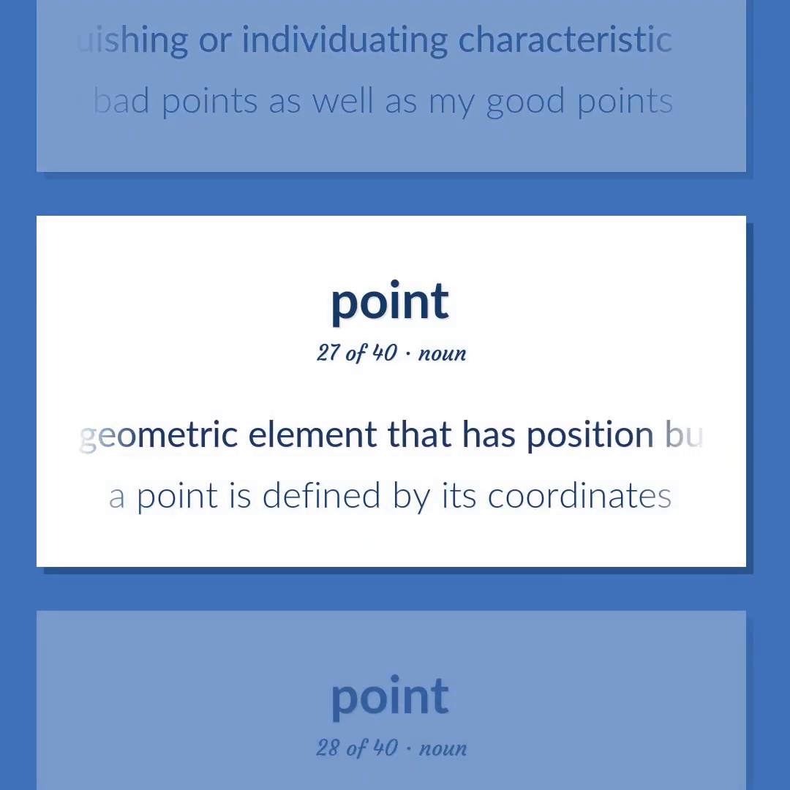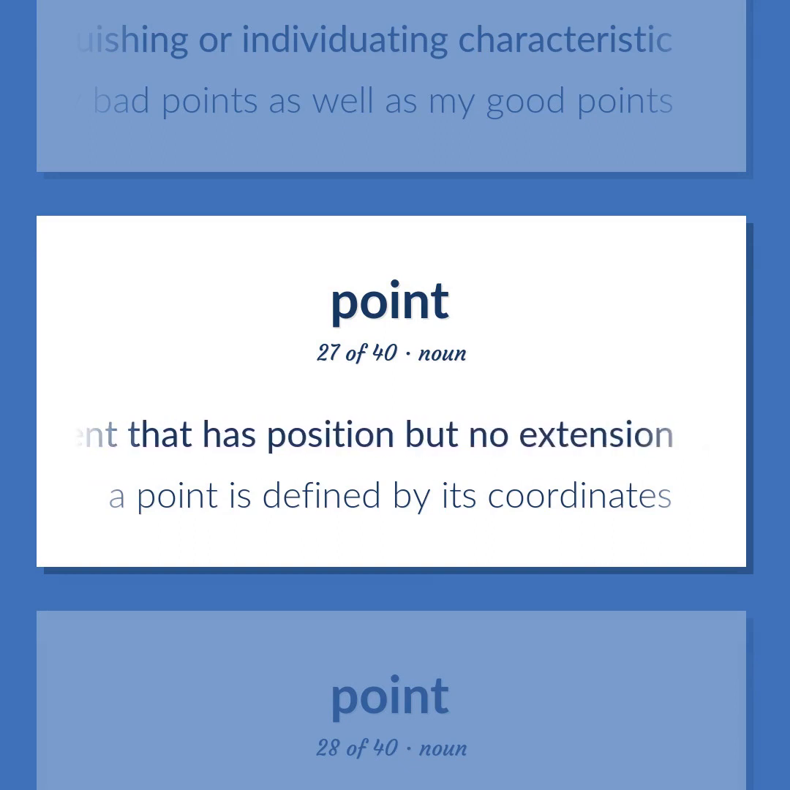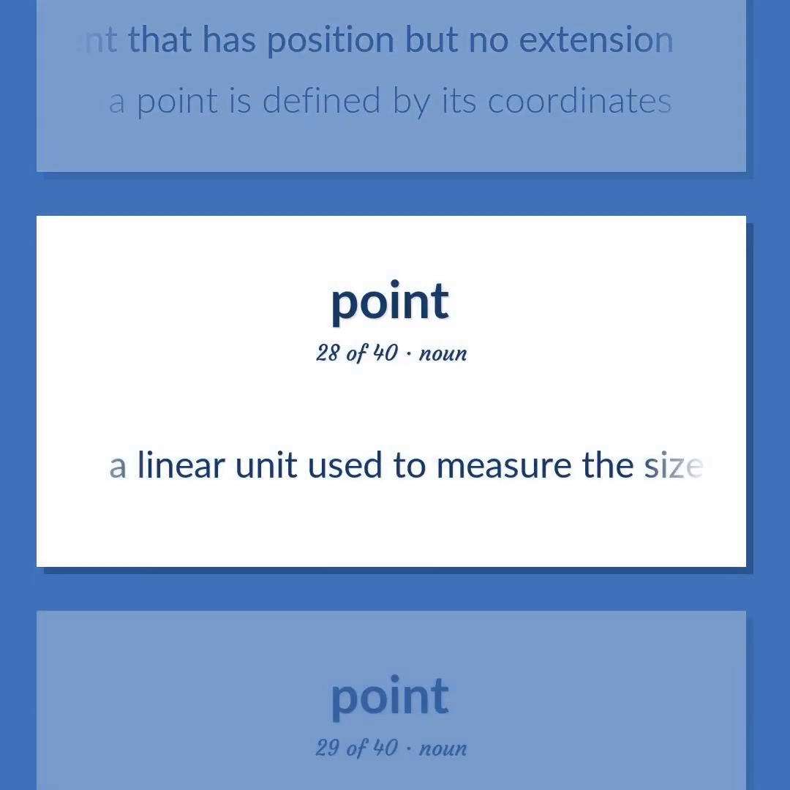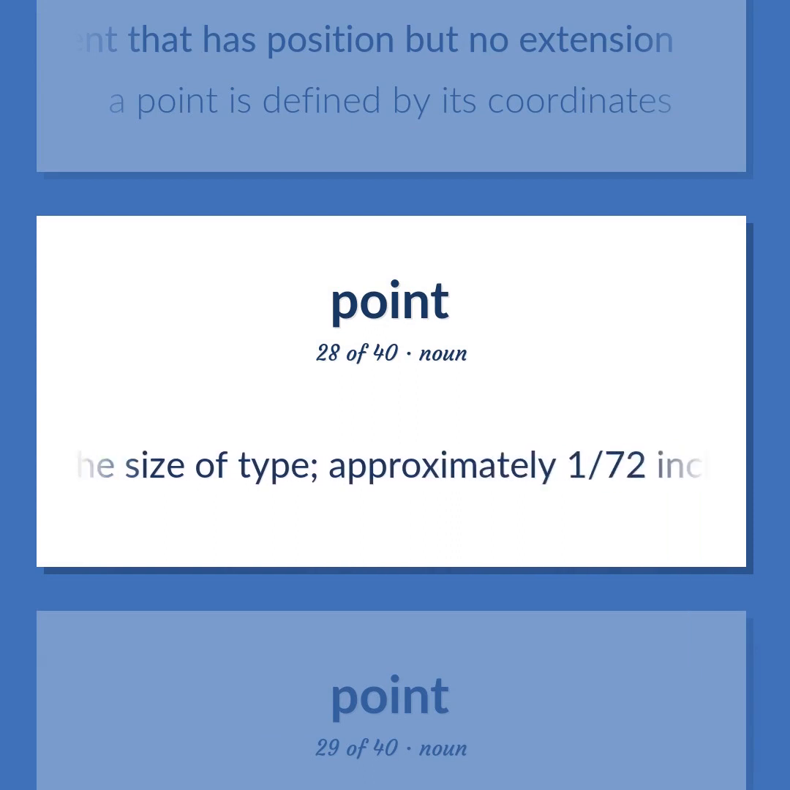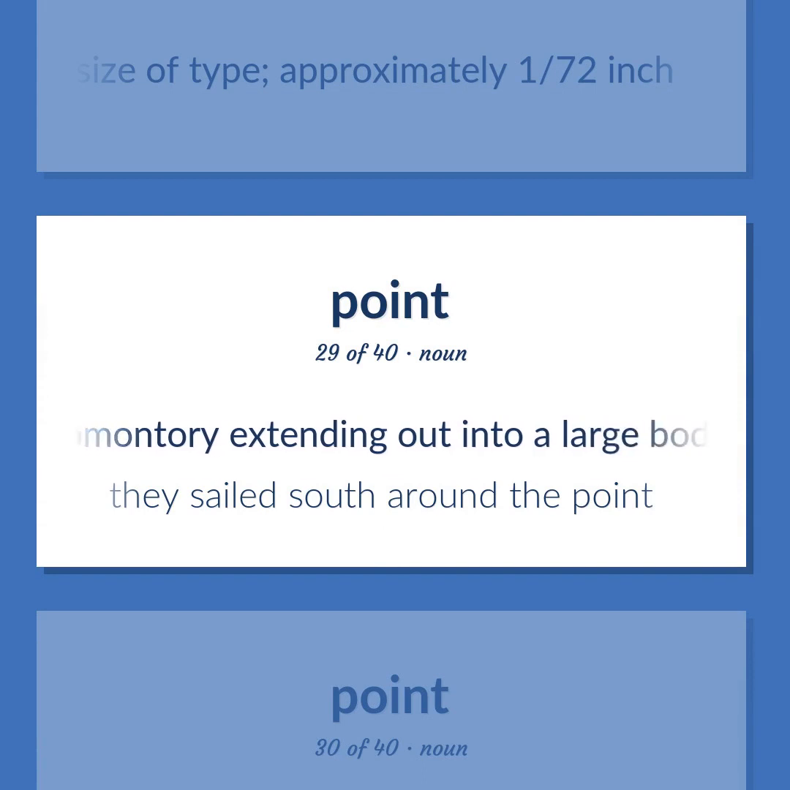A geometric element that has position but no extension. A point is defined by its coordinates. A linear unit used to measure the size of type, approximately 1/72 inch. A promontory extending out into a large body of water. They sailed south around the point.